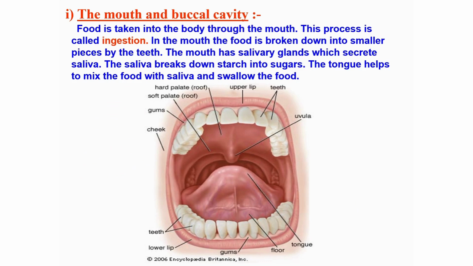The mouth and the buccal cavity. Food is taken into the body through the mouth. This process is called ingestion. In the mouth, the food is broken down into smaller pieces by the teeth. The mouth has salivary glands which secrete saliva. The saliva breaks down starch into sugars. The tongue helps to mix the food with saliva and swallow the food.